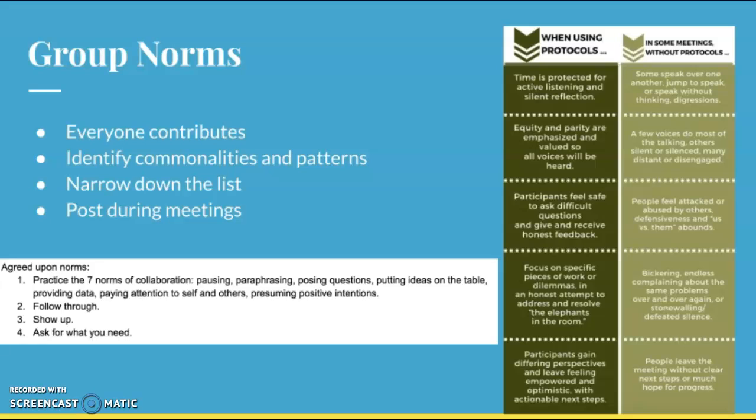So we want to make sure everyone contributes. We can identify commonalities and patterns in our priorities, narrow down a list, and keep those norms posted during the meetings. And this helps make the most of time for everyone.